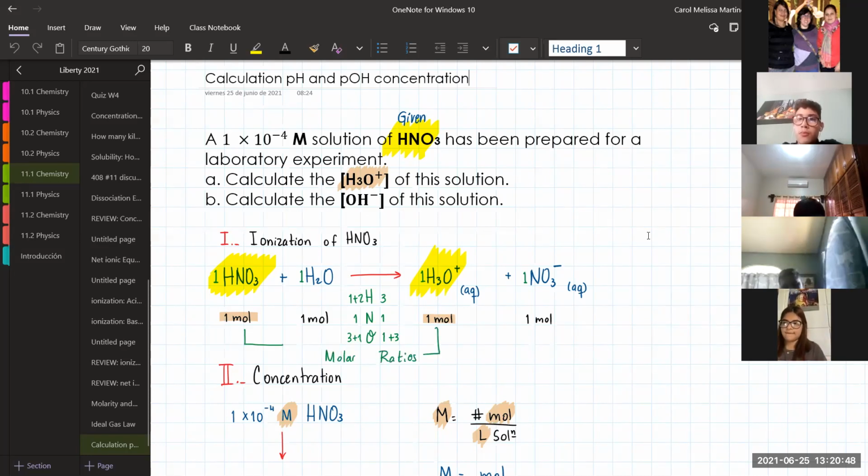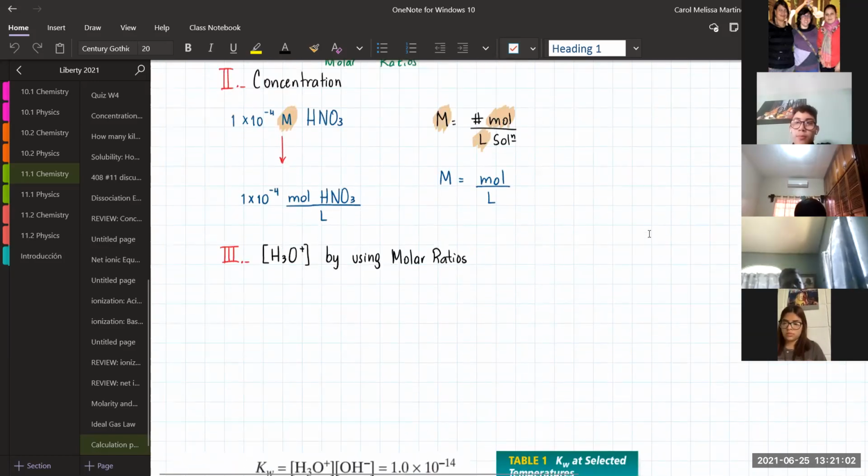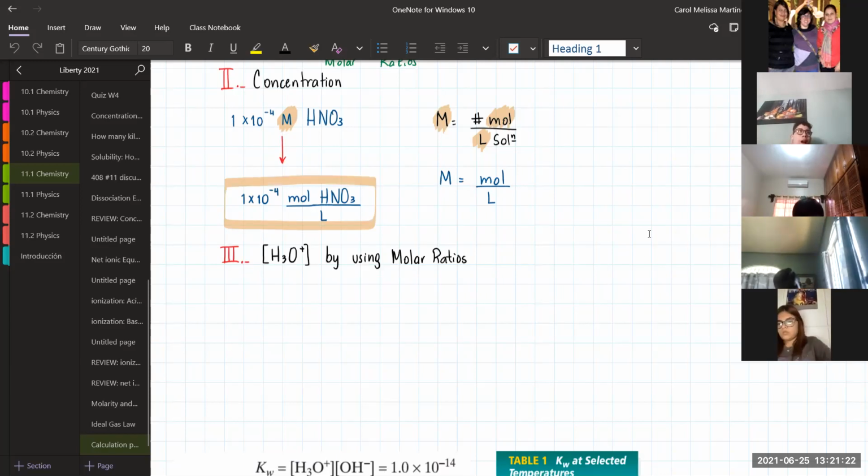Okay, so we're gonna be relating the number of moles of the given against the unknown. In the first part, the unknown is the hydronium ion, so we're going to focus on that. So we're going to obtain the concentration of hydronium ion by using molar ratios. We always start with the given, but with the units already changed.